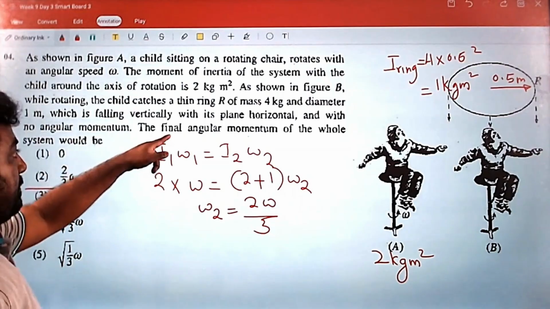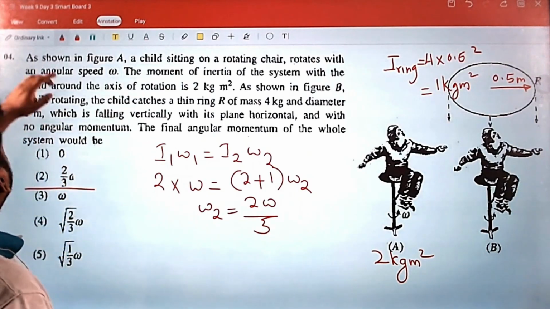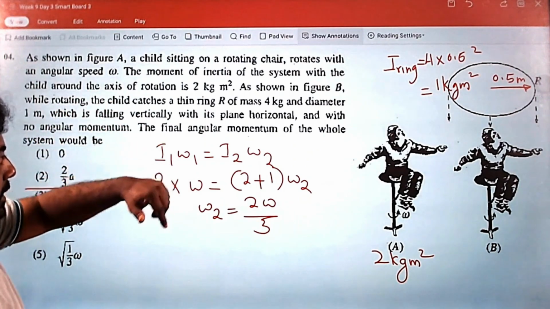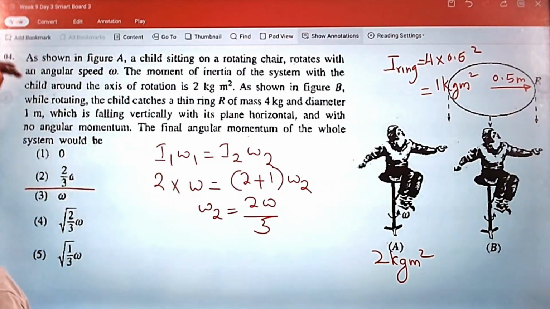But here I think they made a mistake by putting angular momentum. I think actually what they want is angular velocity. So maybe that way they gave the answers. I don't know, but they are asking angular momentum, but they have given answers for angular velocity.